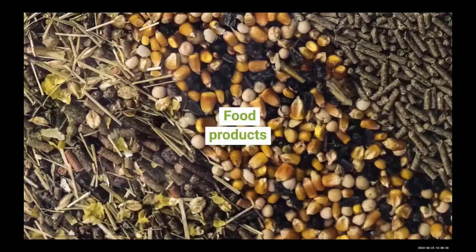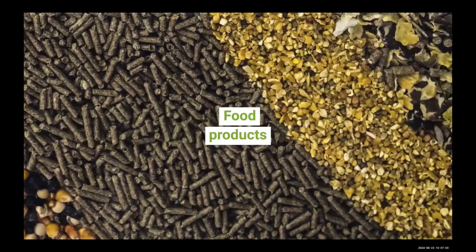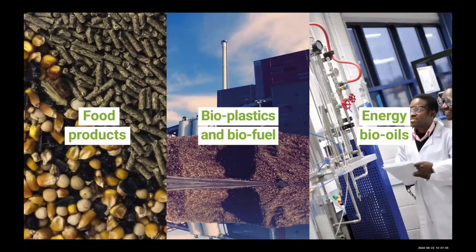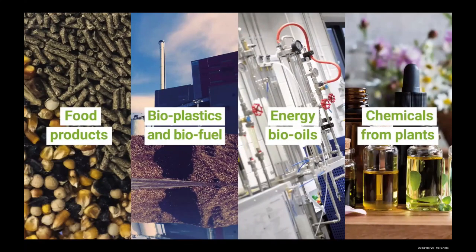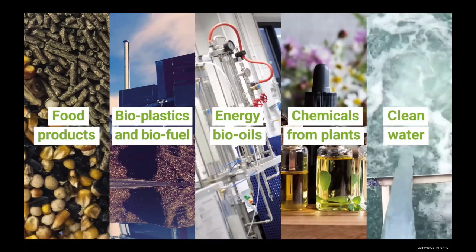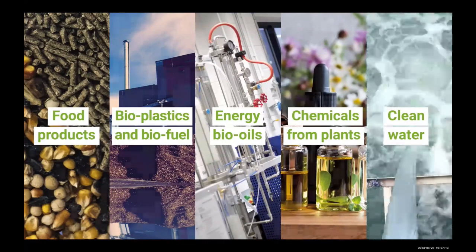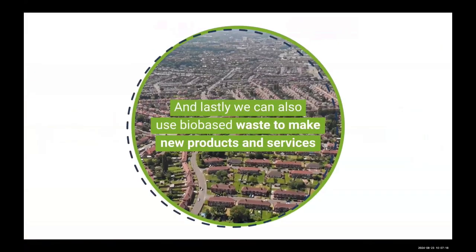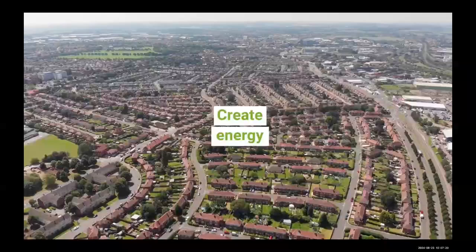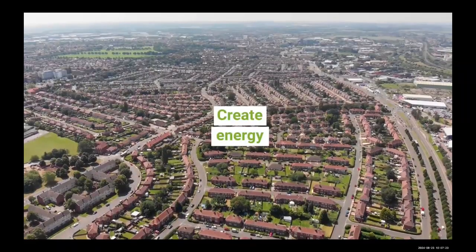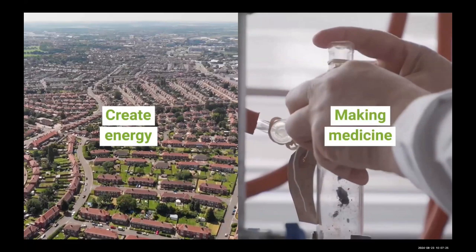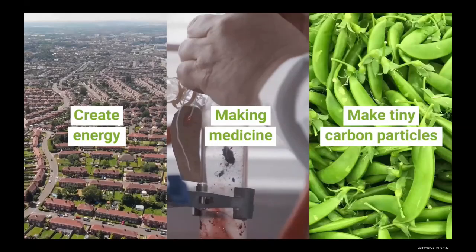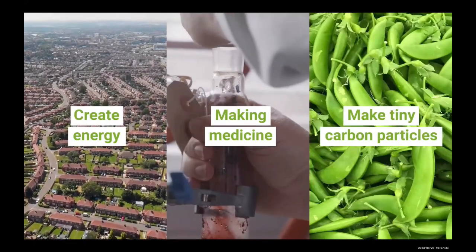Next is turning these resources into bio-based products and services. This could include food products for human or animal consumption, byproducts from food production for plastics or fuel, energy via bio-oils, chemical products derived from plant sources, algae or microbes to clean water supplies instead of chemicals. And lastly, we can use bio-based waste to make new products or services. Food waste can be used to create energy to power our homes and businesses. Agricultural waste can be processed into sugars for use in making medicine. And even empty pea pods can be used to make tiny carbon particles for use in electronics.